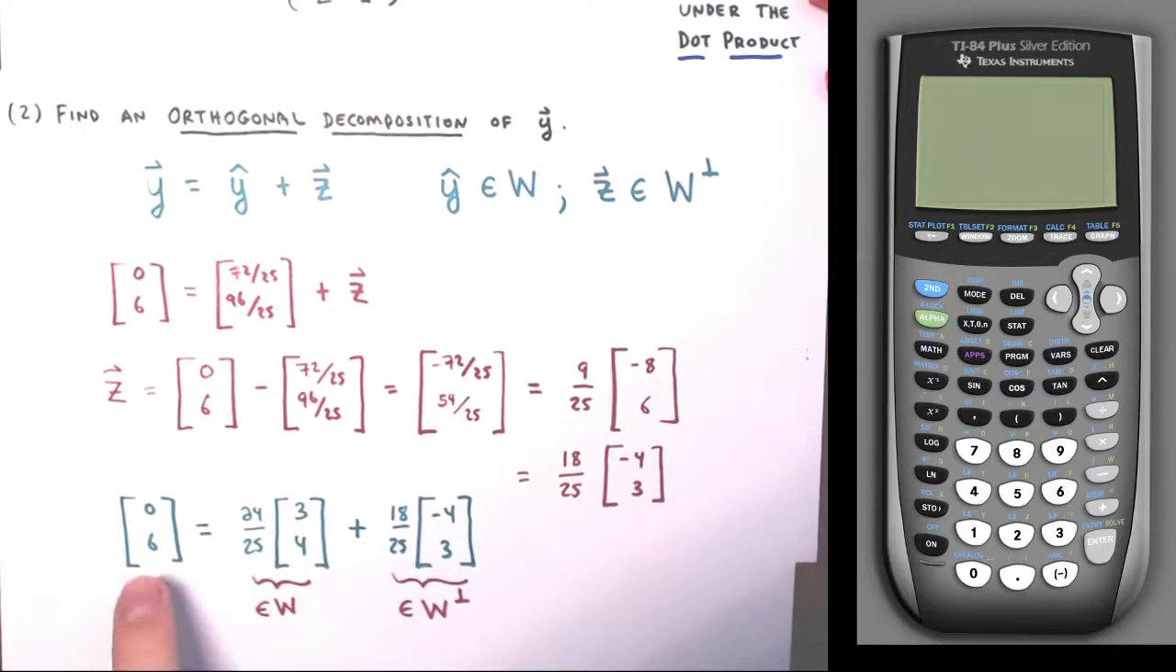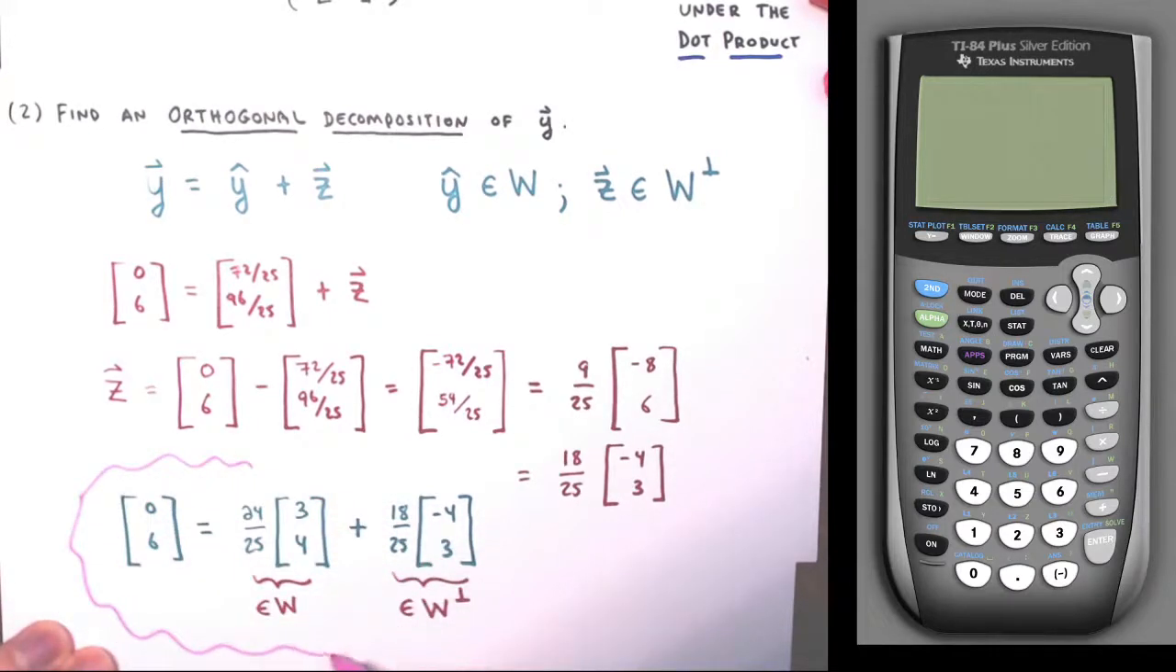So what I have done here is I've taken y, the (0, 6), and written it as a sum of two orthogonal vectors, one from my subspace and one from the orthogonal complement of my subspace. And this is the only way that this can be done. This would be a unique representation of (0, 6) written as a vector from W and a vector from the orthogonal complement of W. This is the only way I could do this. Wonderful. And again, let's take a look at a picture.